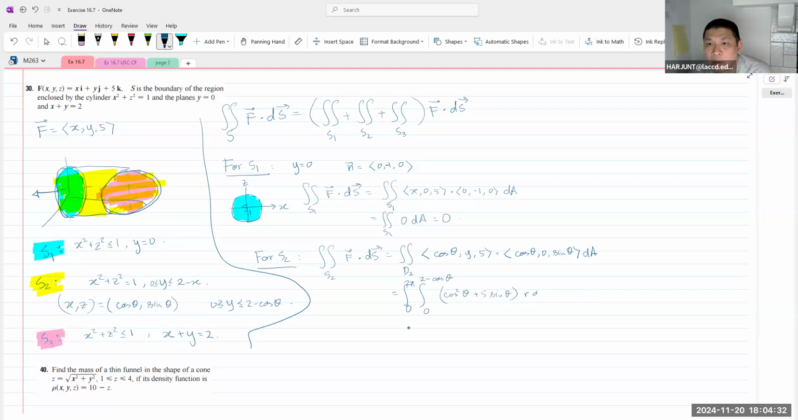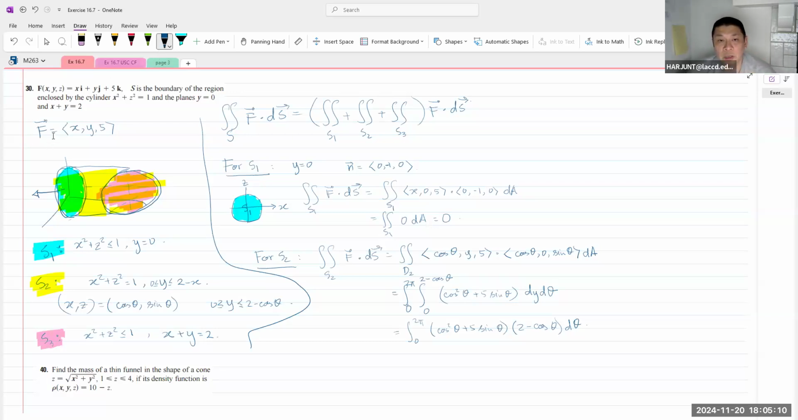There's no r. This is just dy d theta. But the integrand is independent of y, so I just multiply by the length right away. That's cosine squared theta plus 5 sine theta, times 2 minus cosine theta, d theta.